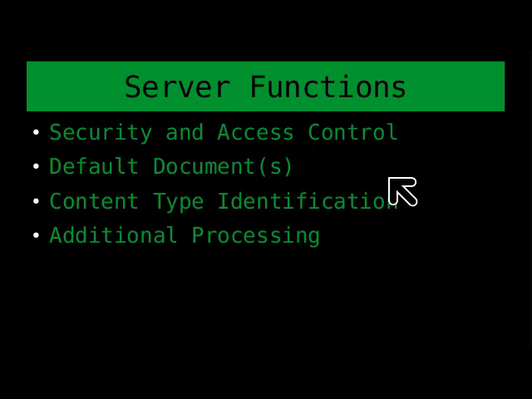Default documents is one of the things that it does. It also handles content type identification. Now, if you're familiar with Windows versus Linux, on Windows, it identifies what type of file you have based on the extension. Are you dealing with a .txt, or is it a .bmp? How does it identify that? That's done by the file extension.